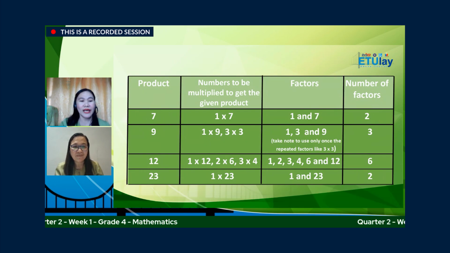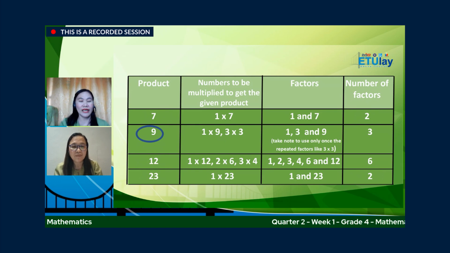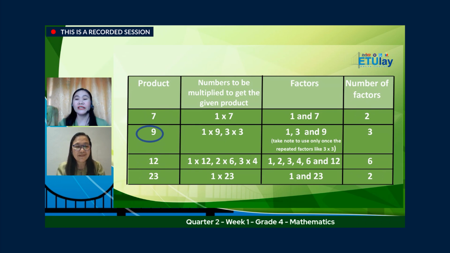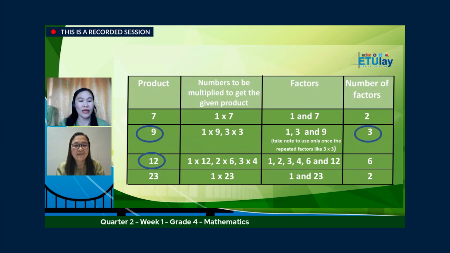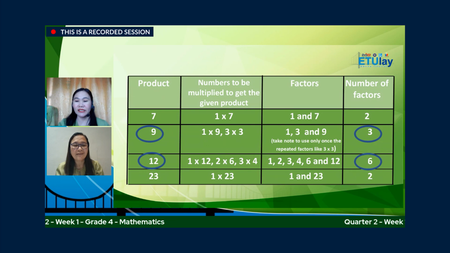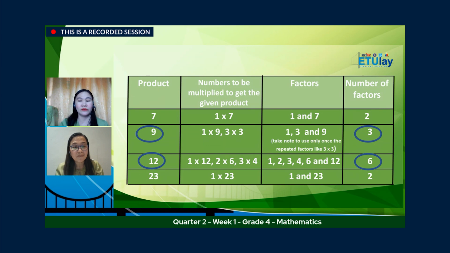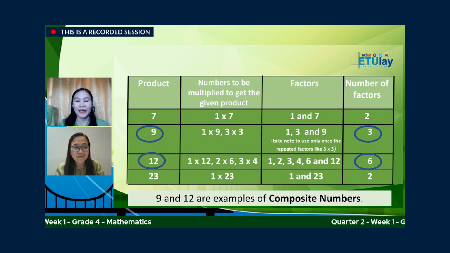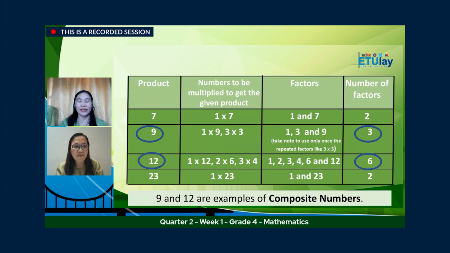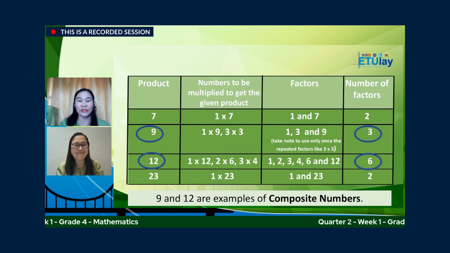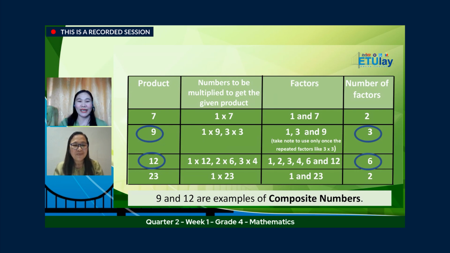Okay, how about 9 and 12? So 9, we have there how many factors? There are 3. How about 12? There are 6. Kapag more than 2 ang factors ng given number, anong tawag naman natin dito? Tama, ang tawag diyan ay composite numbers. Yes, that's correct. At ang example natin sa given nating product ay 9 and 12. So these are examples of composite numbers. Ayan. So natututo na tayo, pagpatuloy natin.